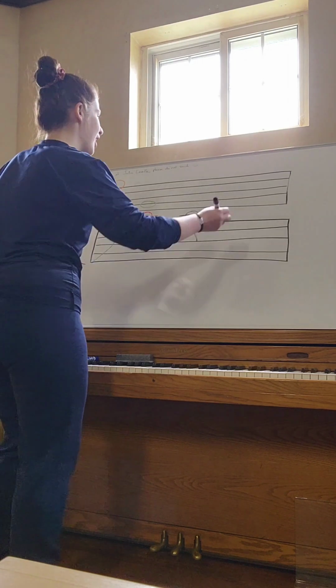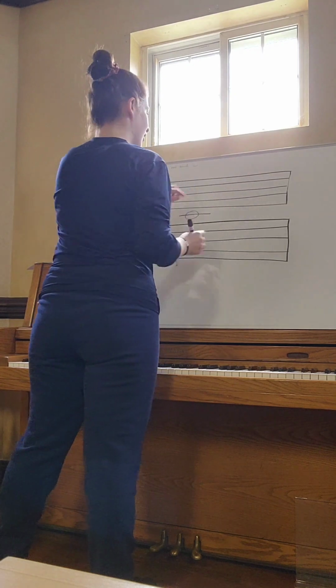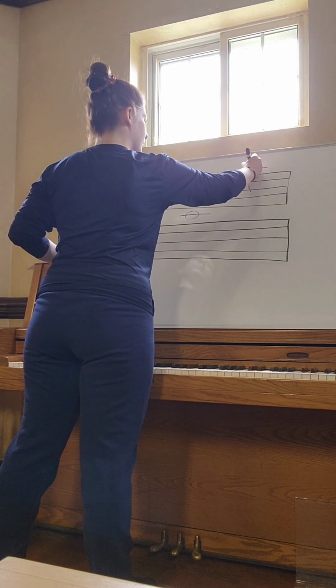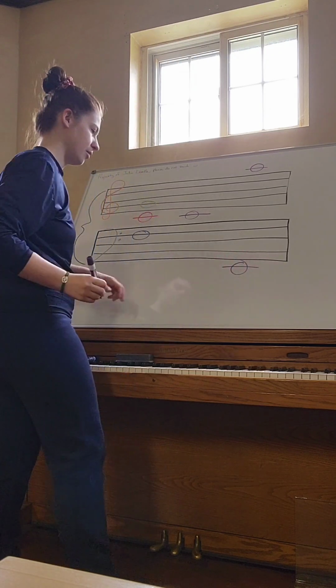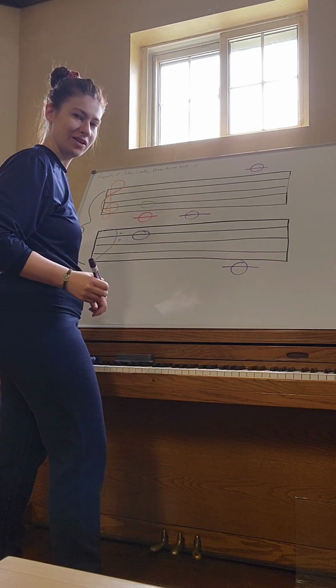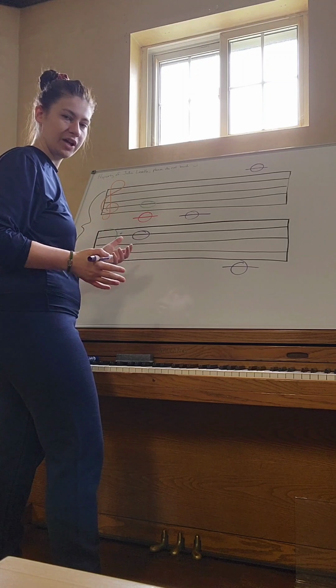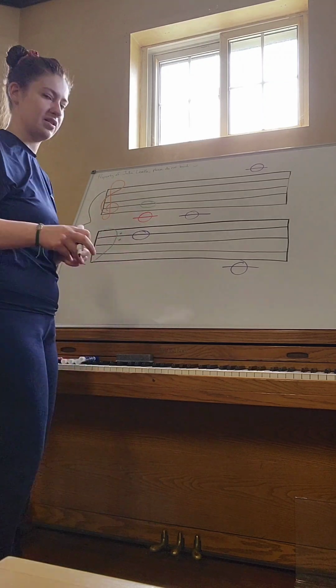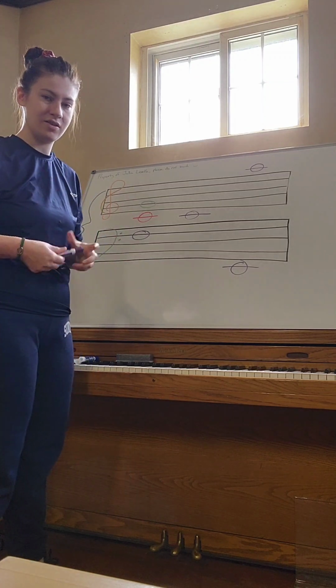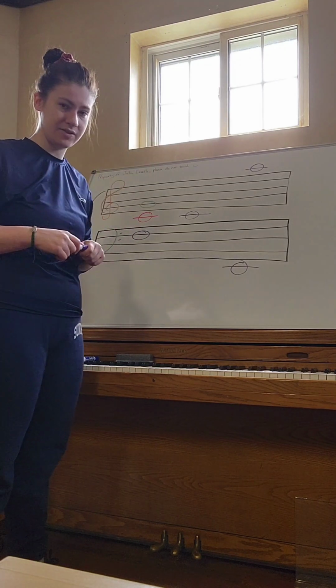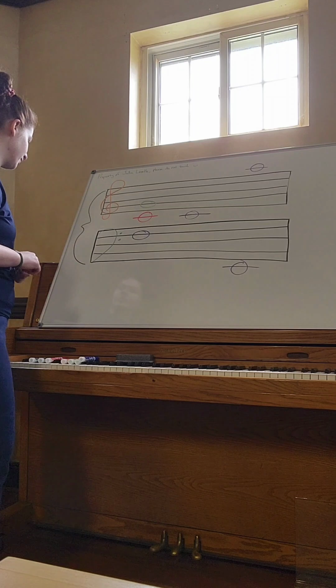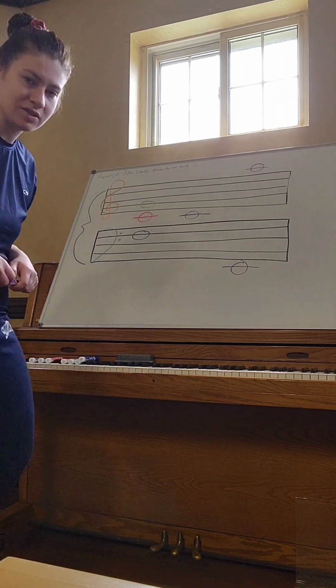That's an A. By golly, that's an E. So we have these ledger lines to help us interpret what is going on, either above or below the staffs. All right. So that's the first little nugget.